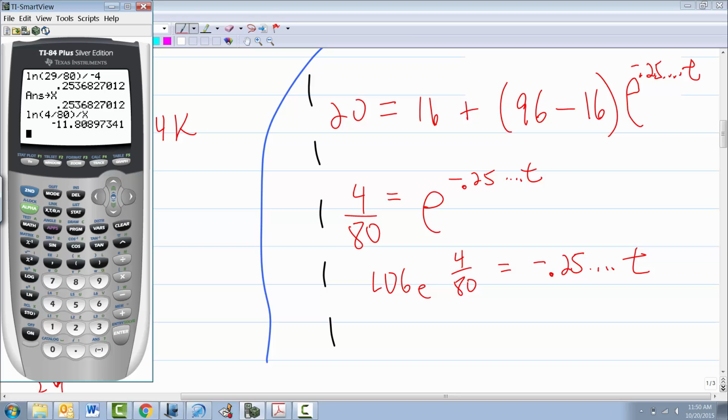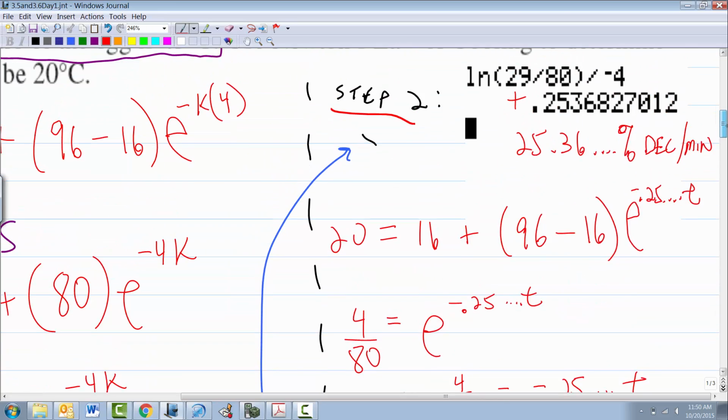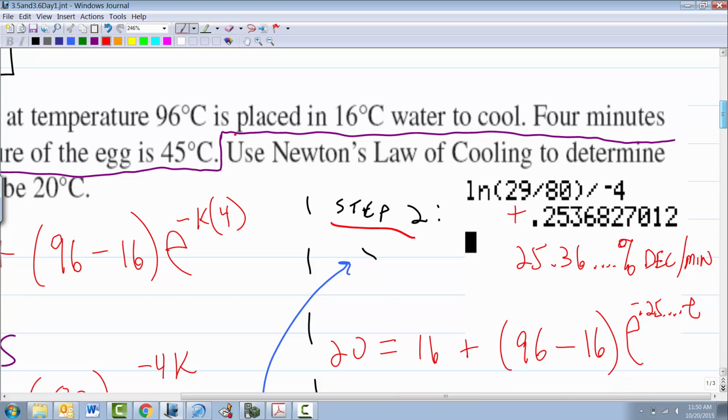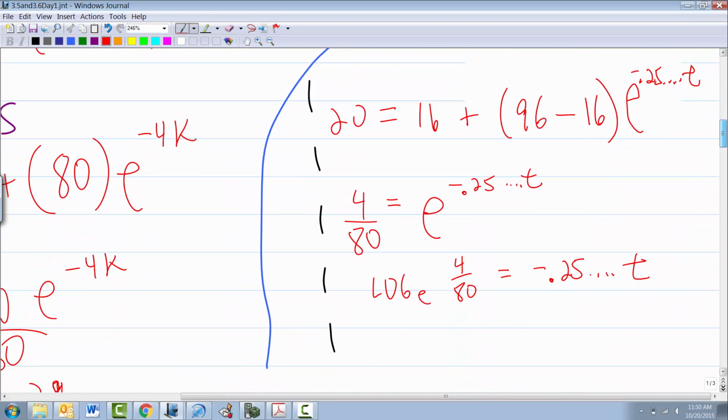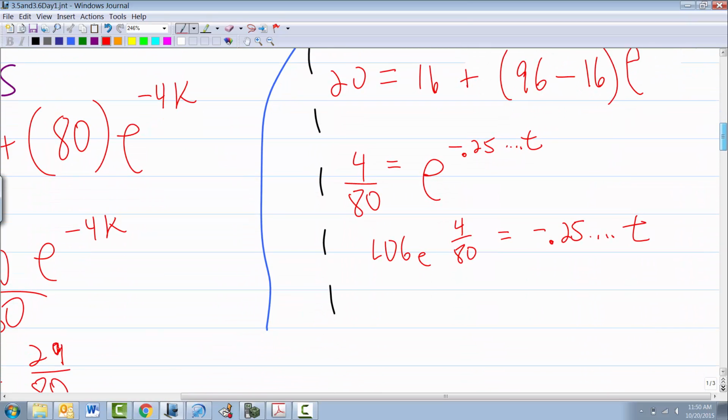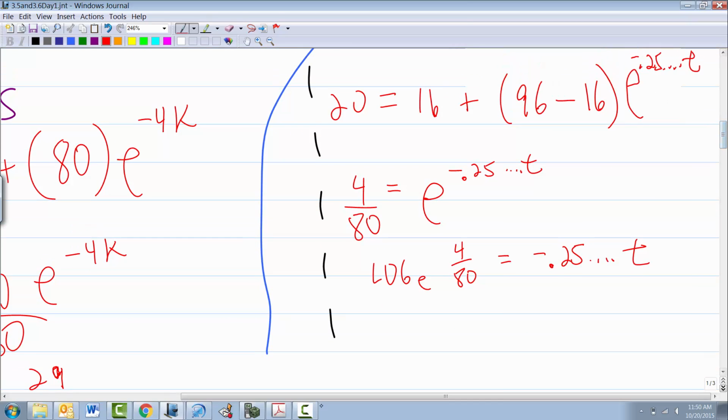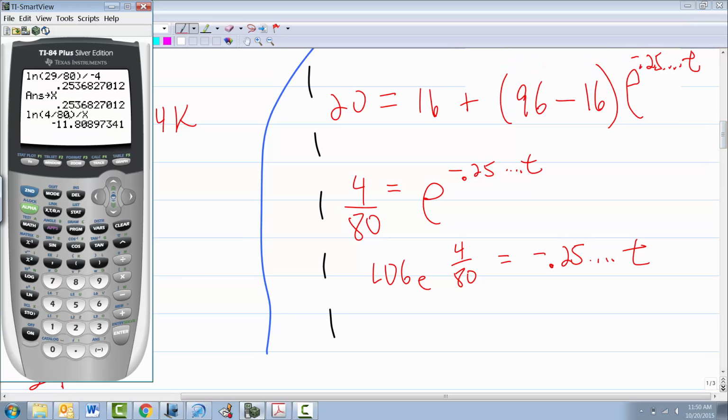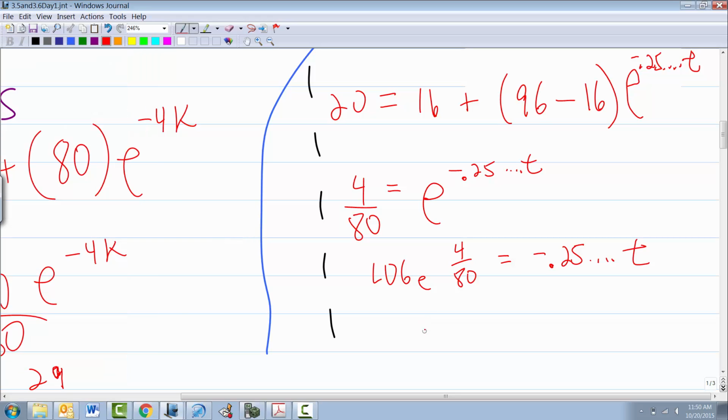What did I do wrong? I didn't put the negative in there. Okay, so that was supposed to be divided by negative 0.25. So 11.81 what? Minutes that it takes for this to happen.